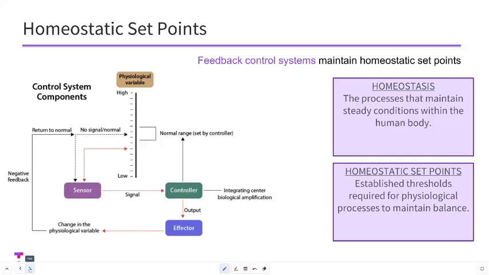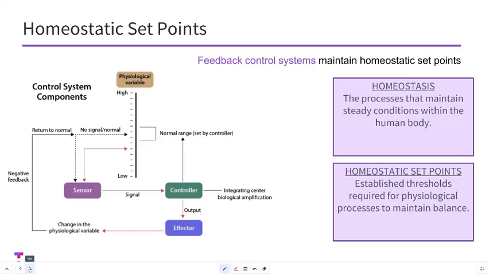Homeostasis. This is the ability to maintain an internal stable condition and is accomplished by different kinds of feedback mechanisms of the body. We have two feedback control systems that maintain homeostatic set points. We have a negative feedback system, we also have a positive feedback, and we also have a feed-forward system.